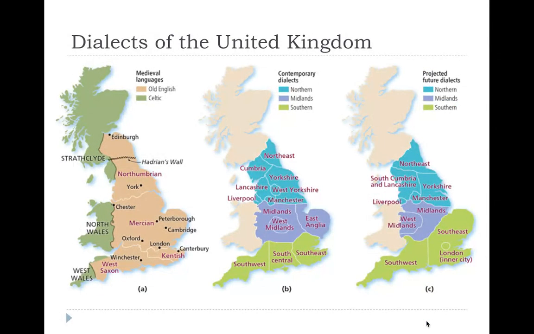So here's some of your dialects of the United Kingdom. And so you can see in medieval languages, you had Old English, right, which is the kind of brownish area, and the other areas were Celtic. And over time, we've seen a change. If we look at C there, you can see kind of what the projected future dialects look like, where you've got, obviously, a lot of the northern here. You've got a change from what we have today with some of the changes with the Midlands. And then you've got the southern language, which is kind of becoming more prevalent in other parts of England, or will become more prevalent here in the future. And you can see London is inside that southeastern portion there, and so that's where we get the standard language as well.